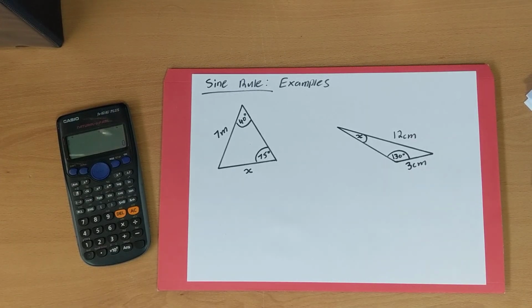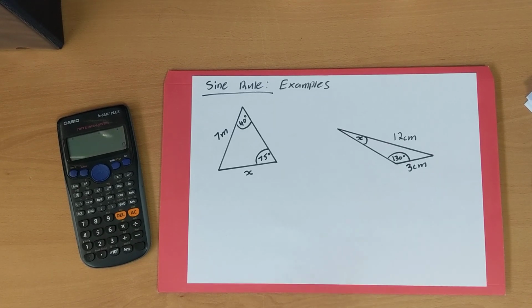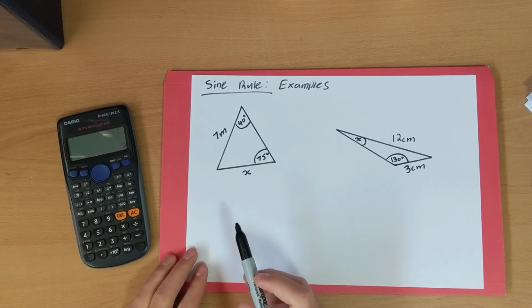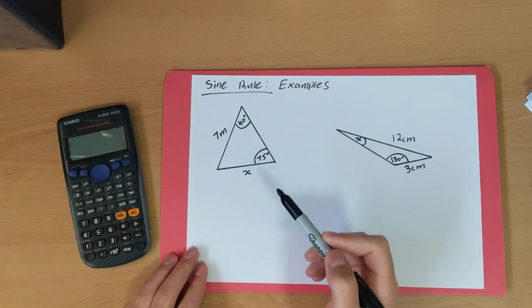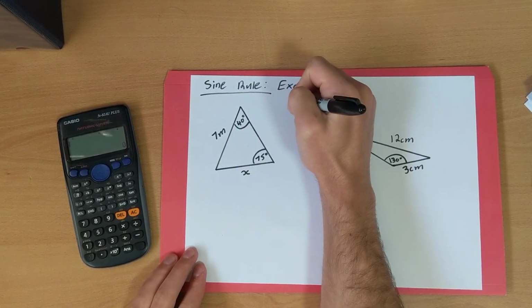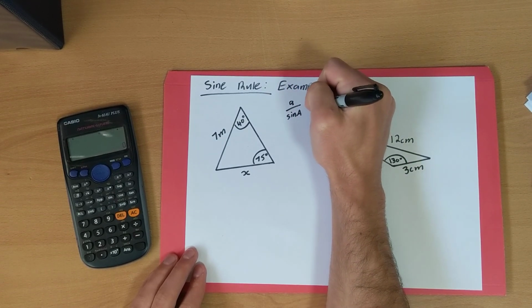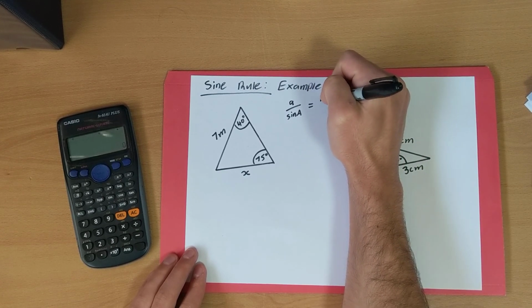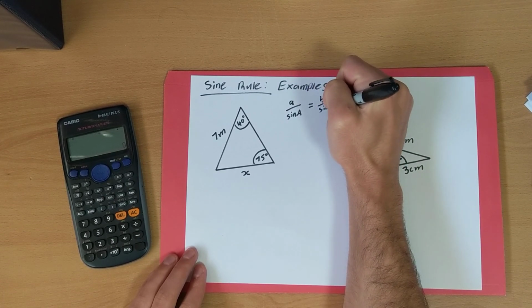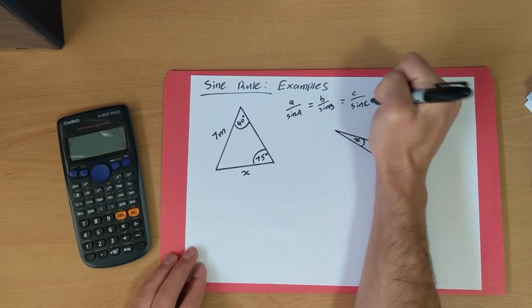Okay, let's look at two examples of how we're going to use the sine rule. First, let's look at this example on the left. I've got two angles and two side lengths. I'm going to, up the top here, write the sine rule that we can refer back to. So in the last video, we got our result of a over sine A equals b over sine B, which equals c over sine C.